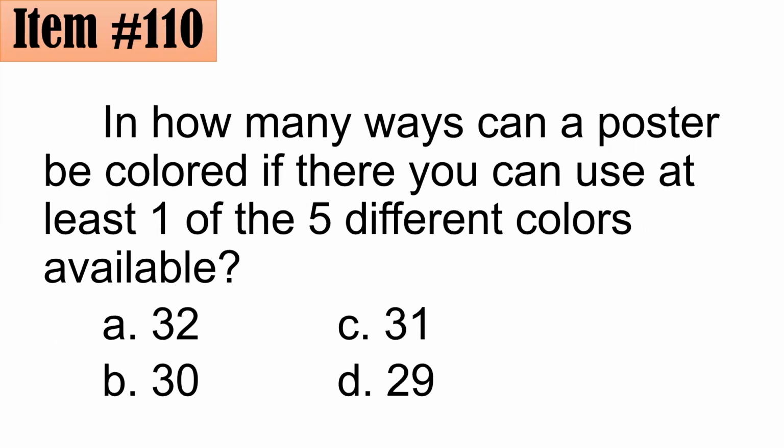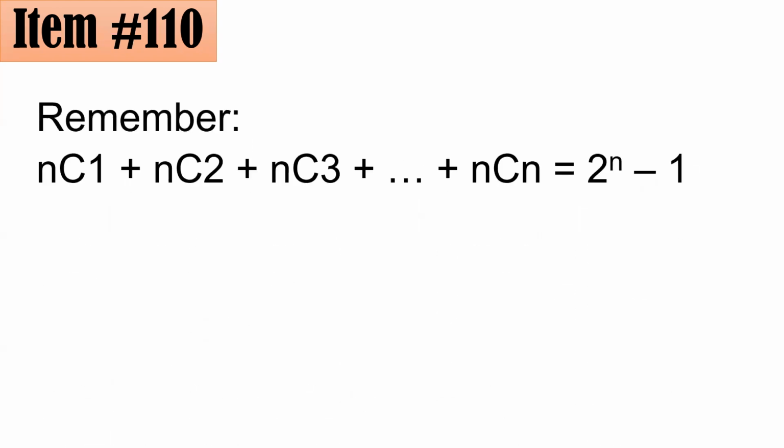110. In how many ways can a poster be colored if you can use at least one of the five different colors available? Is it 32, 30, 31, or 29? Take note ha, use at least one of the five different colors. Pwedeng isang kulay lang lahat. Pwedeng dalawa yung gamitin mo. Pwedeng tatlo, pwedeng apat, pwedeng lima. So letter C, 31 daw. And take note po ha, this entails combination.